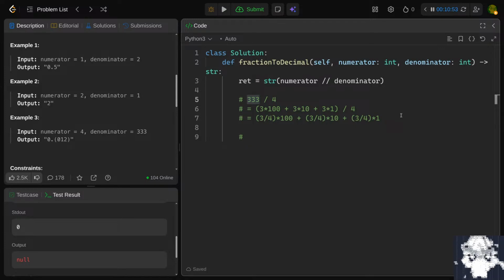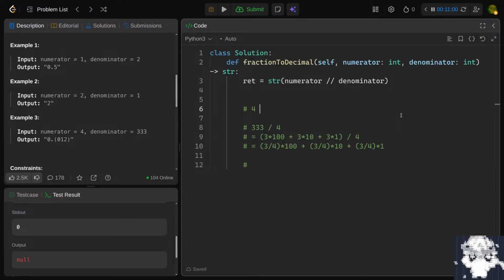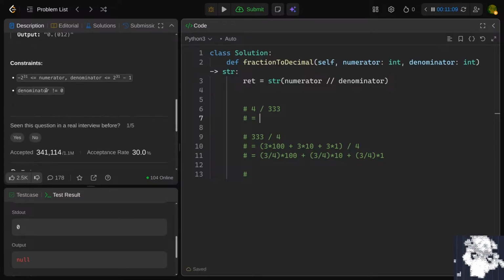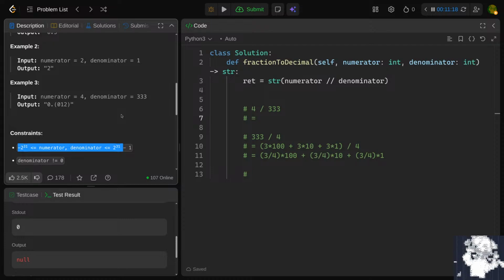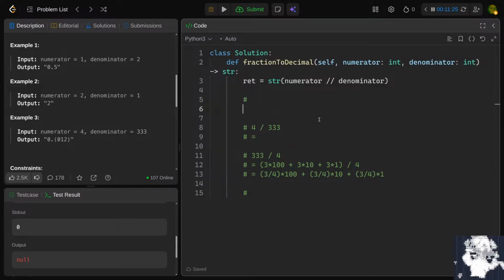This isn't even the right way around. I mean, that's right, but the example is showing 4 over 333. Yeah, and they can be anything. They can be big negative numbers. Okay.